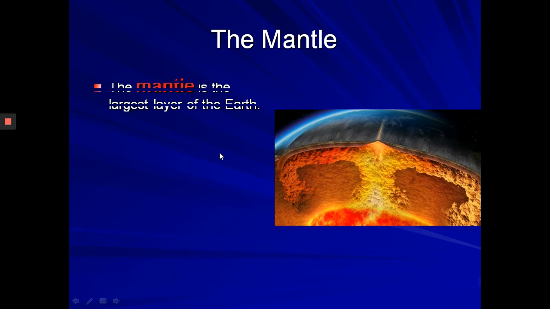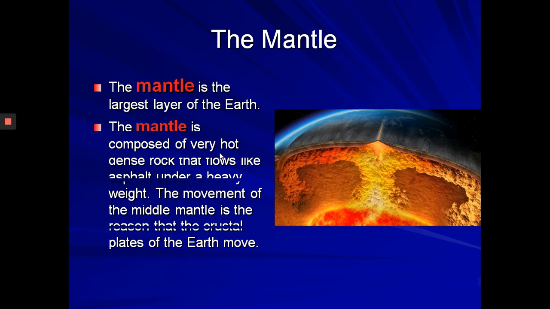Then next, the mantle. The mantle is the largest layer of the Earth. And the mantle is composed of very hot, dense rock that flows like asphalt under a heavy weight. The movement of the middle mantle is the reason that the crustal plates of the Earth move. So basically, you can think of the mantle as rock, but under high temperature, so it melts down. So they basically move like liquid, even though they are kind of solid.